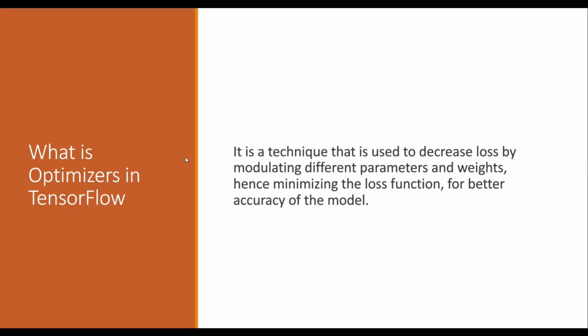First, we will discuss what an optimizer is in TensorFlow. Basically, it is a technique that is used to decrease loss by modulating different parameters and weights. Hence, it is minimizing the loss function for better accuracy of the model. The optimizer class is declared with given arguments, but it is also important to remember that no input tensor is needed.